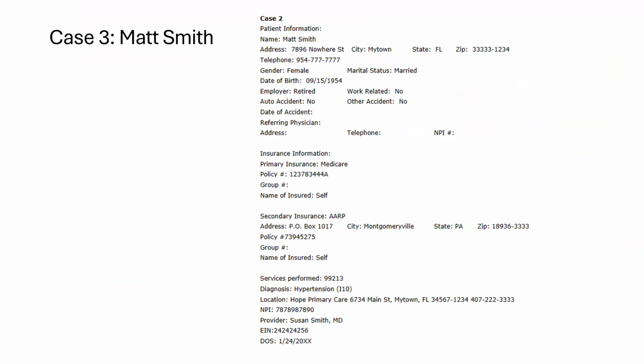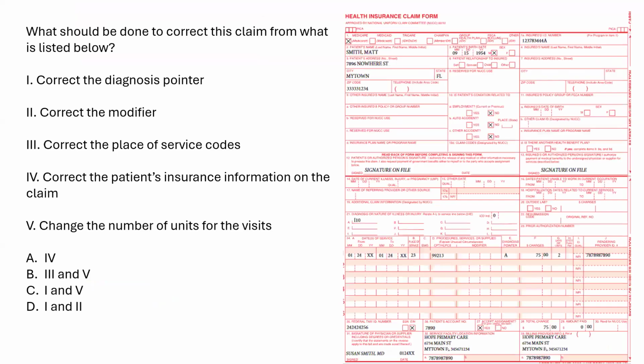Case 3, Matt Smith. The first page is demographics and other important information. We're going to skip this for now. Another HCFA form with question. What should be done to correct this claim form from what is listed below?